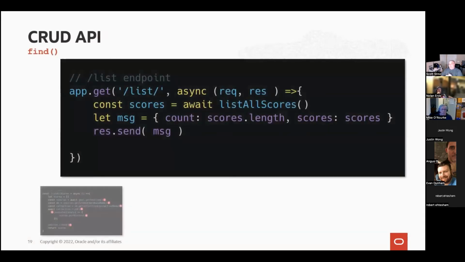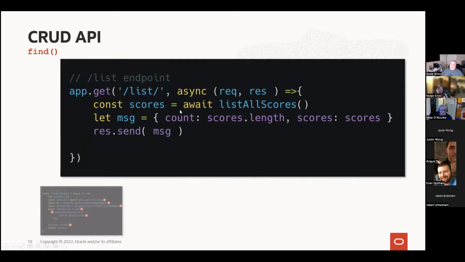So let's get started. The first endpoint is called list. All this is going to do is list every score that exists in our database. So the application is listening for a GET request with /list on the end.